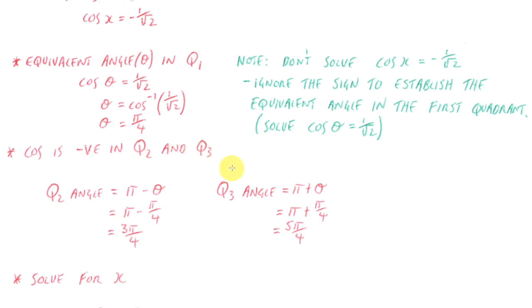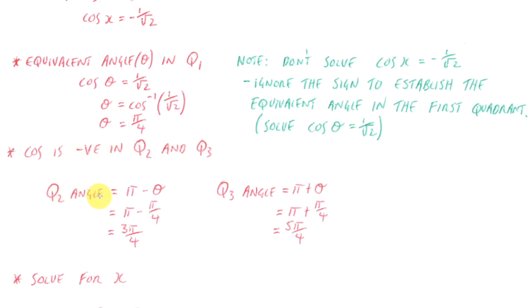All schools teach crap. So in quadrant 1 it's positive. In quadrant 2 it's negative, in quadrant 3 it's negative, and in quadrant 4 it's positive. So quadrants 2 and 4, negative.